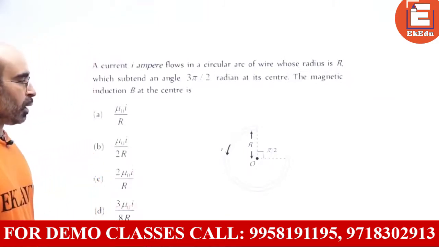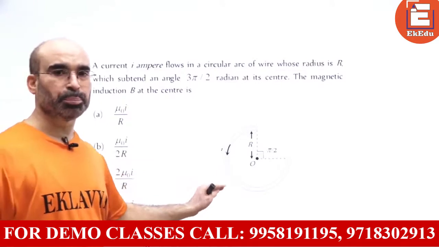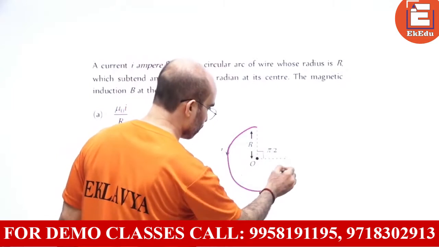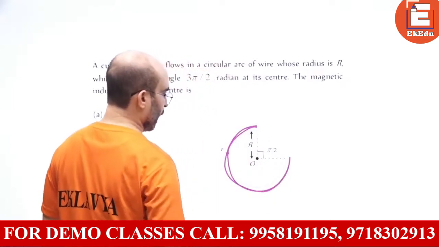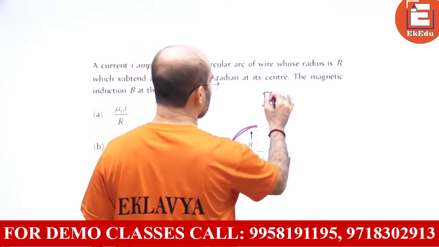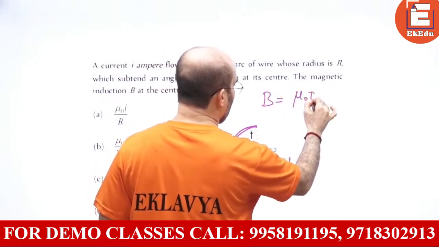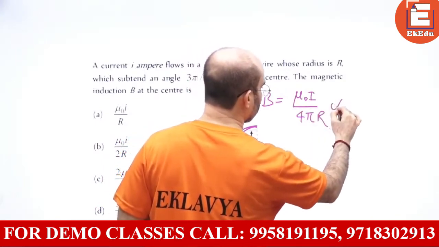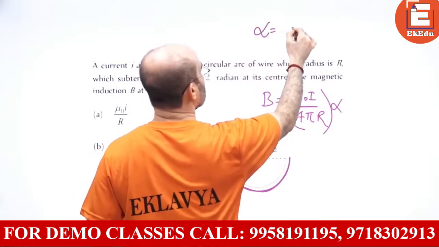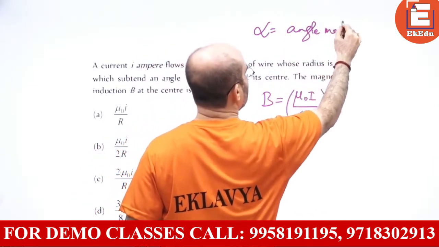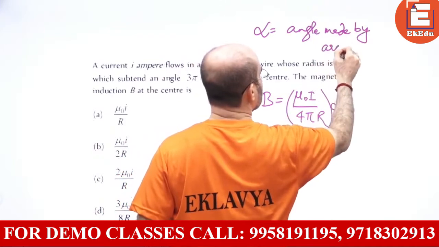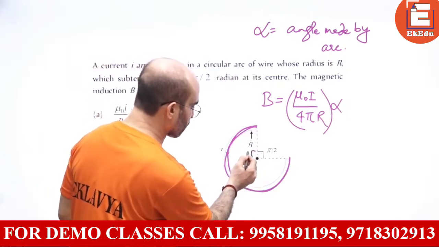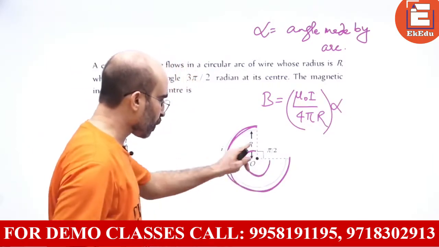Okay, so have a look. This is a very simple question. This is the segment. If you remember, B equals mu naught I by 4 pi R into alpha. Alpha is the angle made by the arc, right? So alpha is measured in radians. This angle is alpha. So what is this angle?